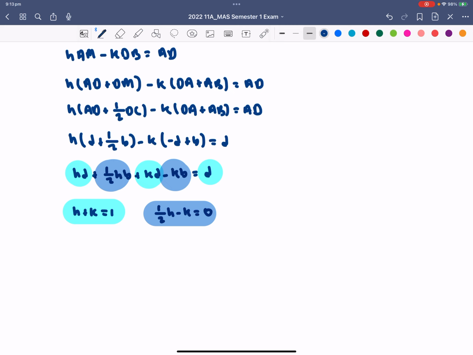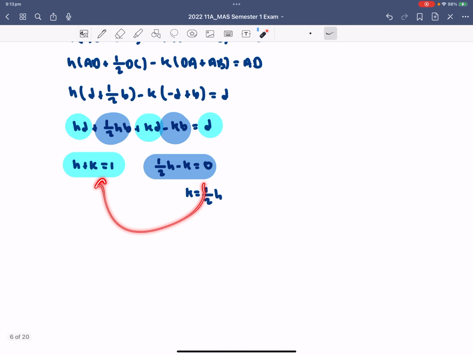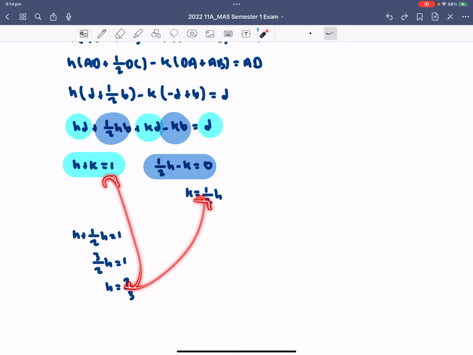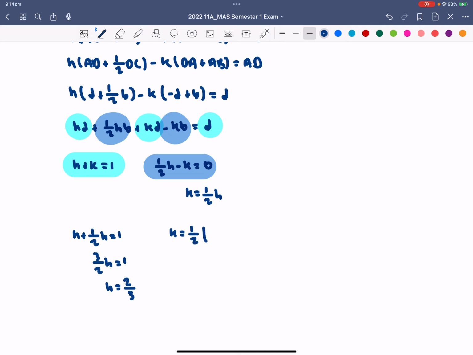Simultaneously solving for it, literally what I have is K is half H. If I bring K to the other side, replace K with half H over here, so I've got H plus half H equals 1. 3 on 2 H equals 1. So H is 2/3. And if H is 2/3, I know that K is half of that, or you can say H plus K is 1. You can either sub 2/3 into here or 2/3 into there. So K is half of H, so half of 2/3 is 1/3. So there you go, that's H and K.